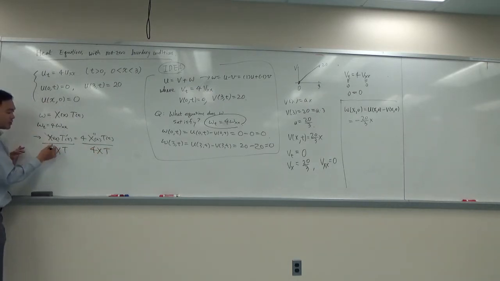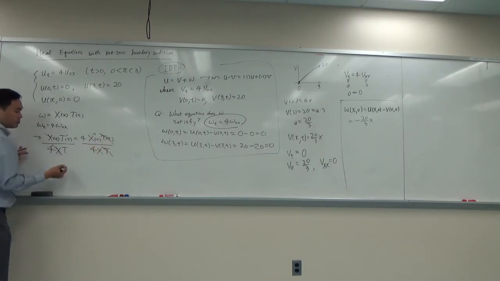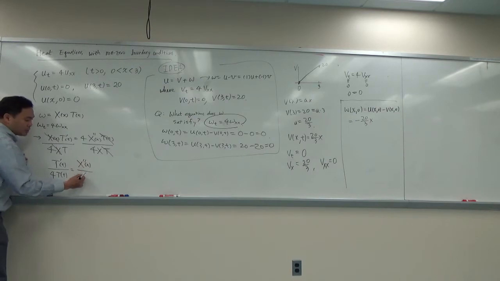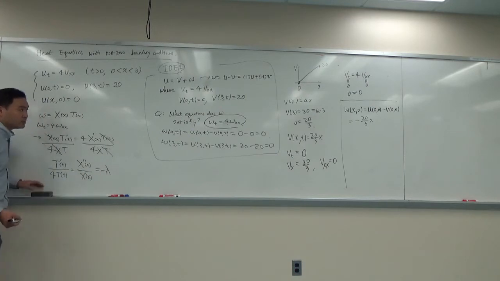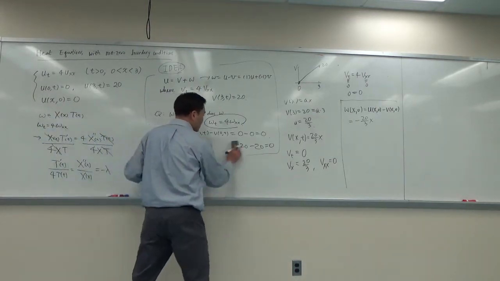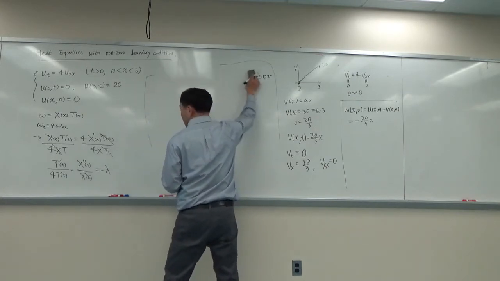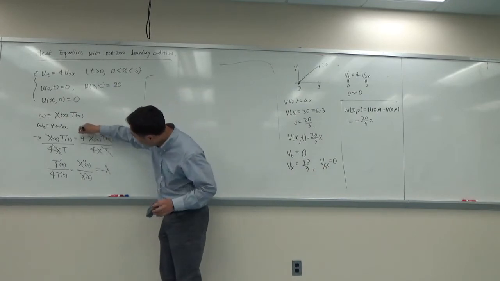And then X cancels, T cancels, and you end up with saying that on the left side you have a function of t, on the right side you have a function of x only. Therefore, the only way that you can have a function of t equal to a function of x is if this is equal to a number, and we call that number negative lambda. How come you didn't bring the 4 down on the other side? What did I say? Oh, 4 cancels.